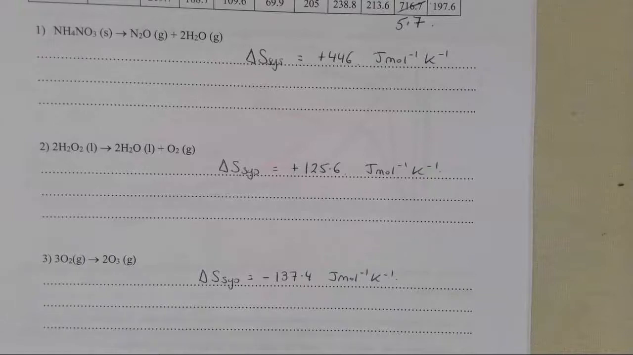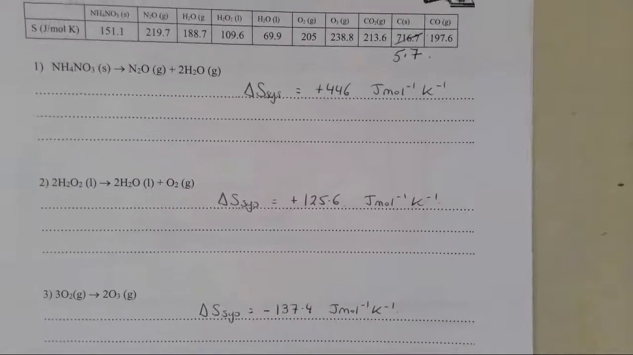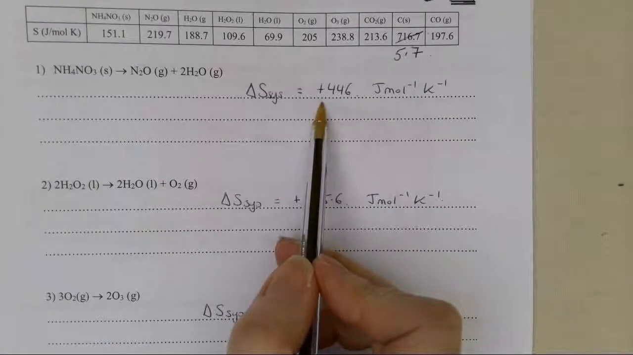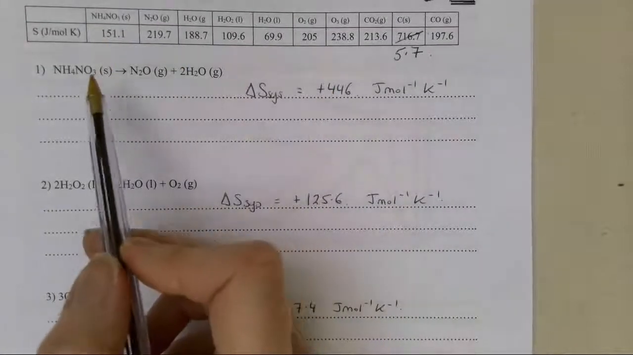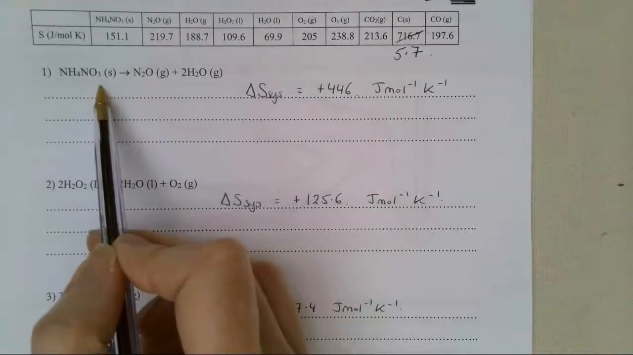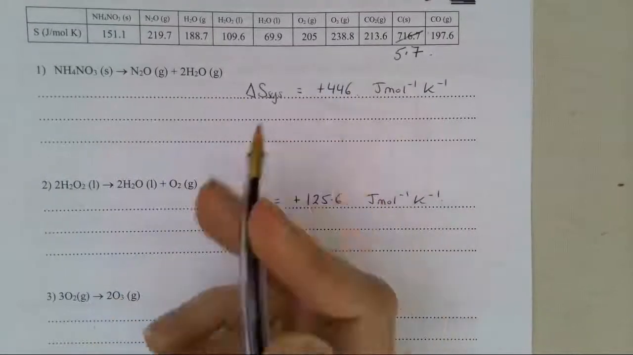Okay, so welcome back. So we should get these as our answers, and I'm just going to run through them and also explain why they make sense in terms of the entropy. So the first one should be plus 446. Yes, this makes sense because you're going from a solid to a gas, and you're going from 1 mole to 3 moles, so that makes sense.